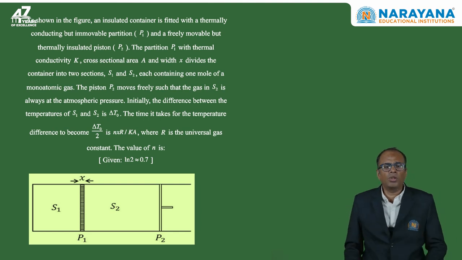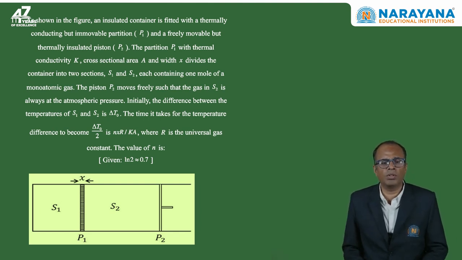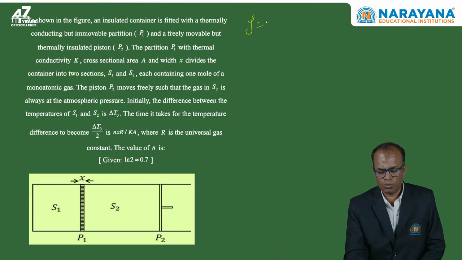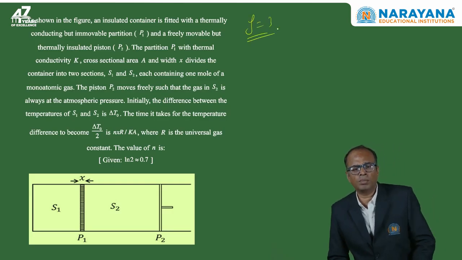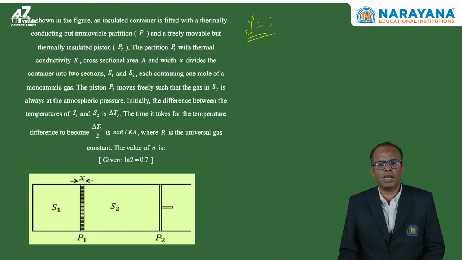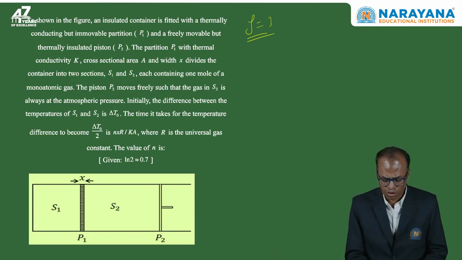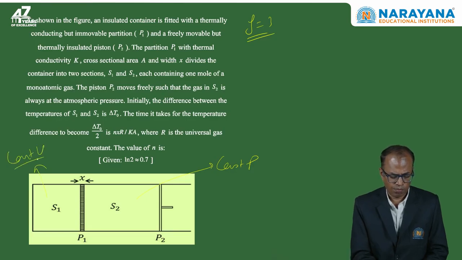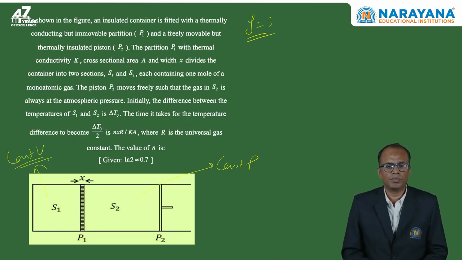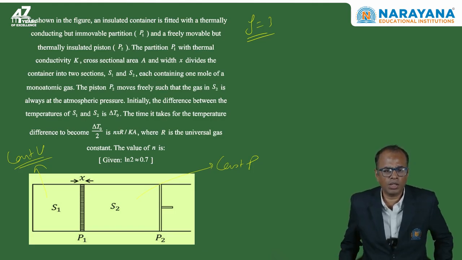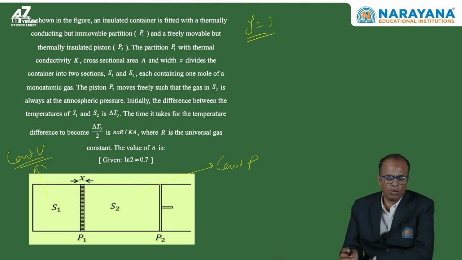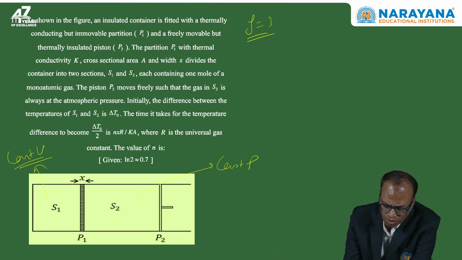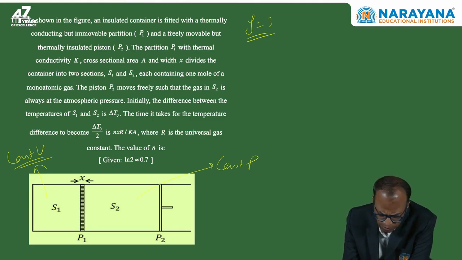It divides the container into two sections, S1 and S2, each containing 1 mole of a monoatomic gas. And the piston P2 is moving freely such that the gas in S2 is always at atmospheric pressure. So for this the process is constant pressure, and this is constant volume. Initially, the difference between the temperature of S1 and S2 is delta T naught. The time it takes for the temperature difference to become delta T naught by 2. So there is a temperature difference, and because of the temperature difference, heat will flow. As heat flows, temperatures will change.